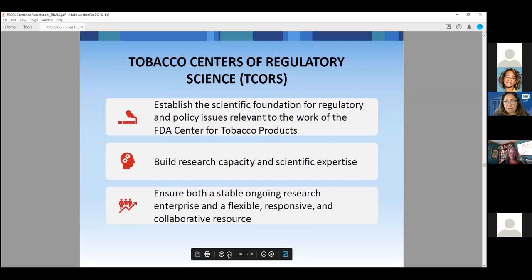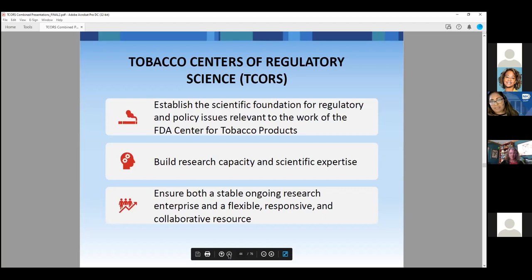And one of the main goals of the TCORS are pointed out in this slide, which is to establish a scientific foundation for regulatory and policy issues relevant to the work of the FDA Center for Tobacco Products. Another overall goal for this TCORS is to build research capacity and scientific expertise. And another very important one is to try to build a basically a stable, ongoing research enterprise that will be able to answer questions as needed as well.